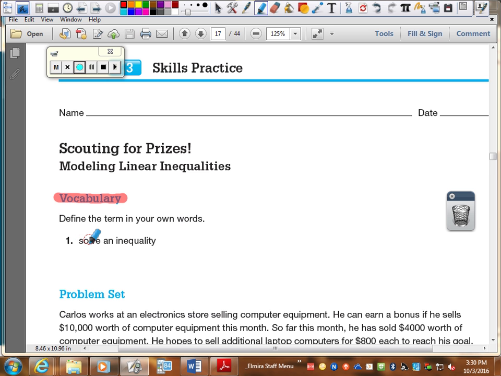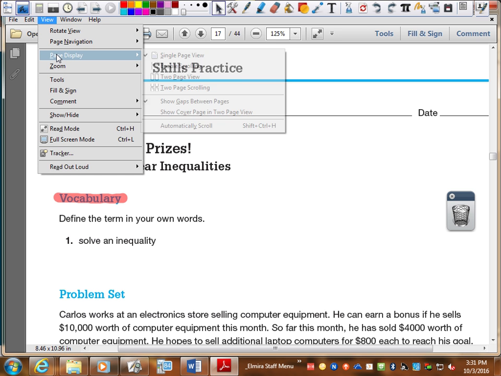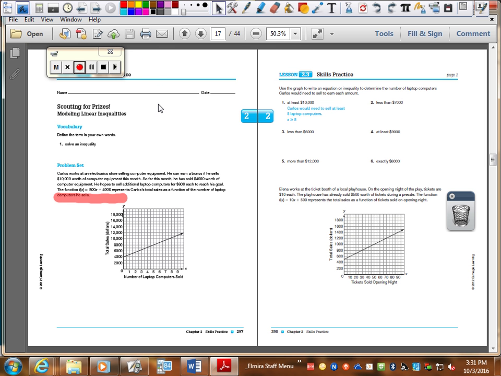Make sure you're looking up "solve an inequality" either in the glossary or in the text of the lesson and define it in your own words. Okay? The next part of the assignment is a little confusing because of the way that it's laid out on the pages. So we need to be able to look at 2 pages.